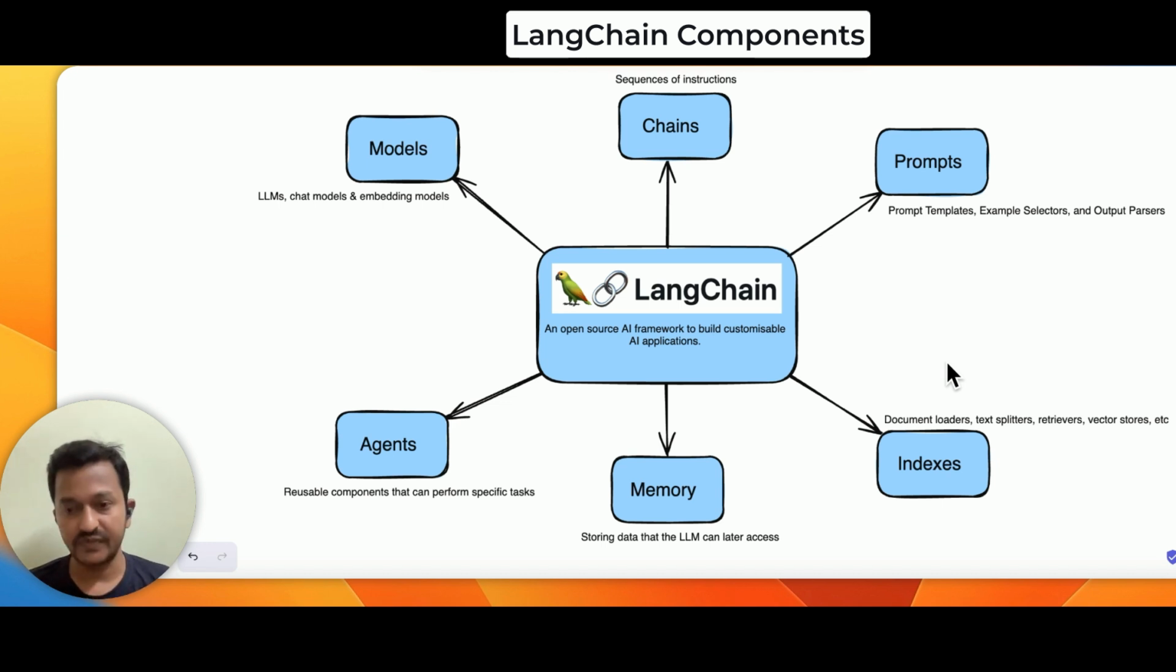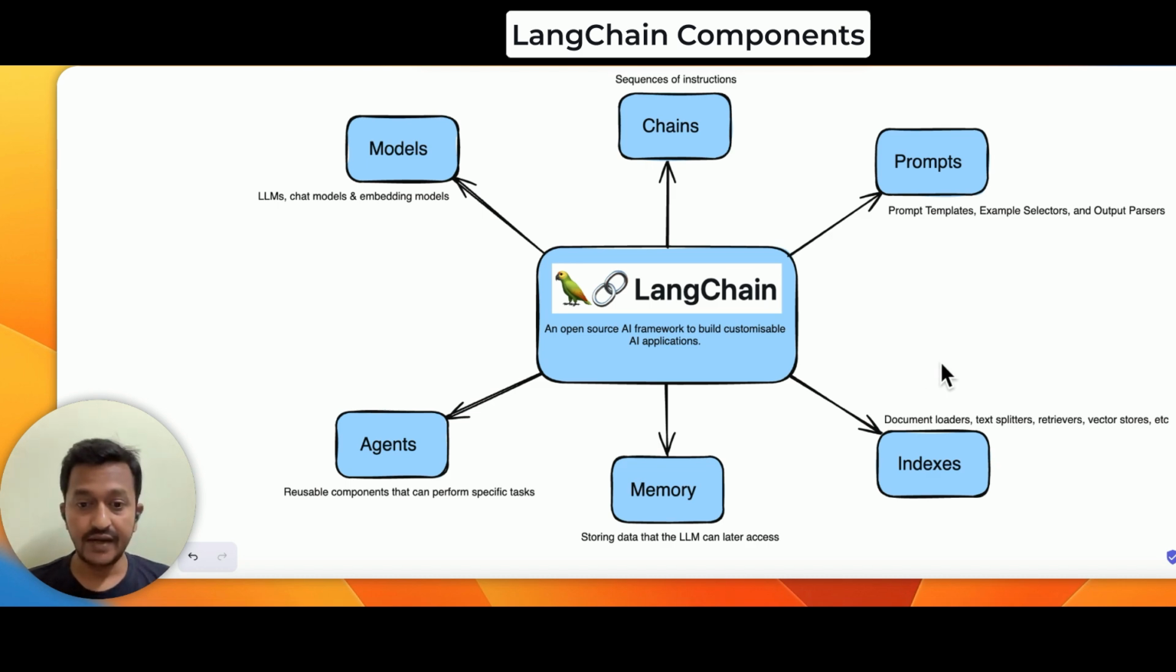So that's about prompts. And then comes the indexes, to load your documents. There are document loaders if you want to load a PDF, a CSV file, an HTML file, and all that. There are text splitters if you want to split a big document into chunks. And then there are retrievers, and there are vector store connectors. You can connect with any vector database.